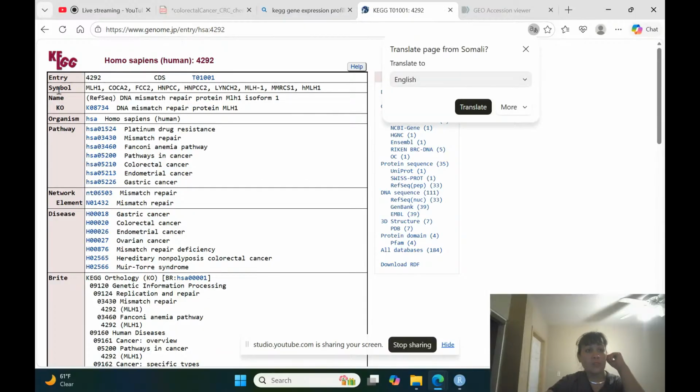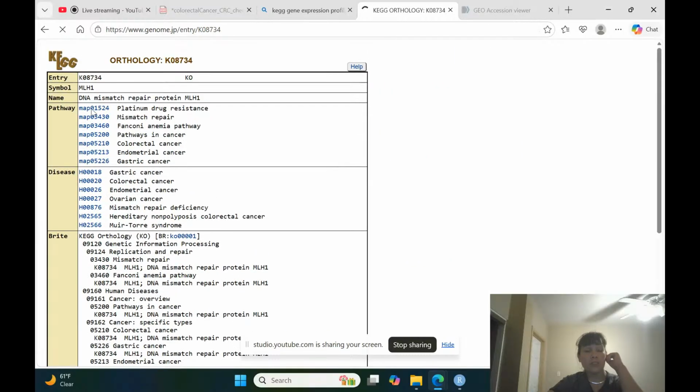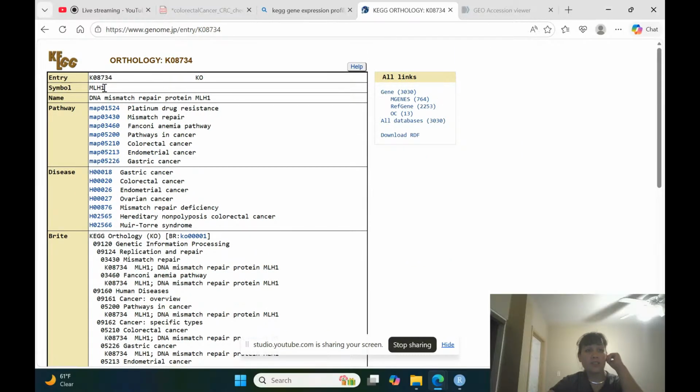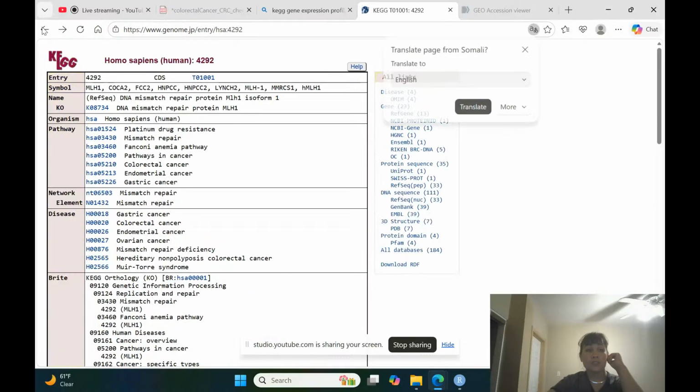All right, so MLH1, they have the knockout, DNA mismatch repair protein MLH1 isoform 1. So if they want to knock out MLH1, they already have something for it. Knockout 8734. Platinum drug resistance, mismatch repair, Fanconi anemia pathway, cancer, colorectal cancer, endometrial cancer, gastric cancer. All right, so that's interesting.